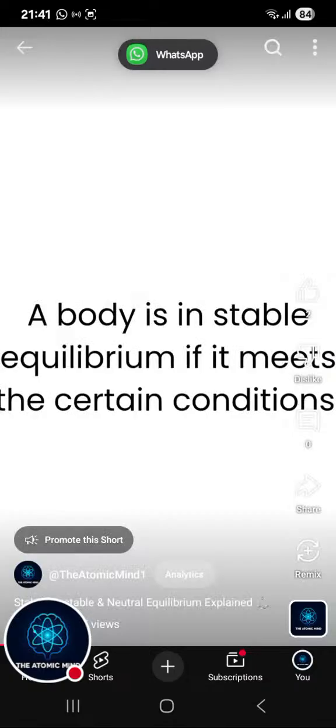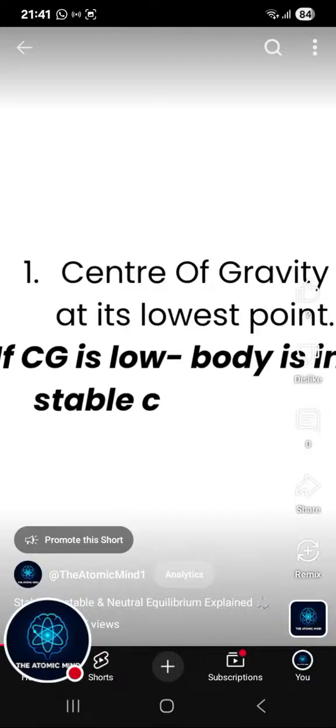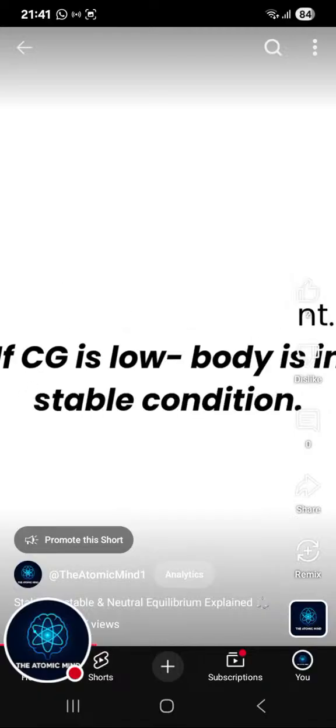A body is in stable equilibrium when it meets the following conditions. Number one is the center of gravity at its lowest point. Nature always prefers the lowest energy state, so the object is most comfortable there.